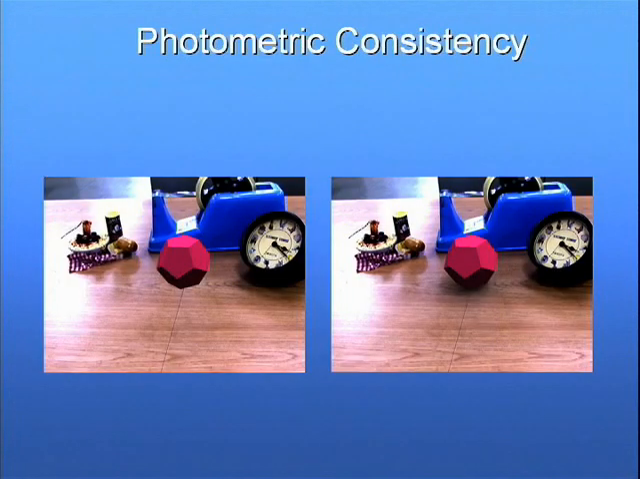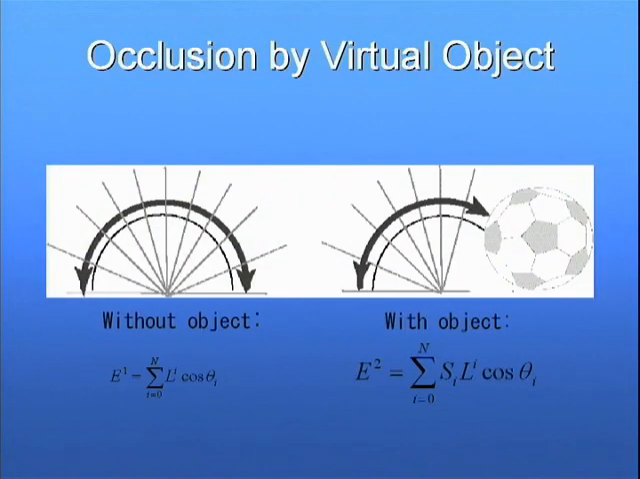But the geometric solution is not enough. For example, these two objects appear in exactly the same position, but somehow this one looks like it's floating while this one is on the table. Why? Because this one doesn't have a shadow while this one has shadows. So shadow information is again quite important. And of course, for that we have been working, and other people are also working, on how to generate shadows.